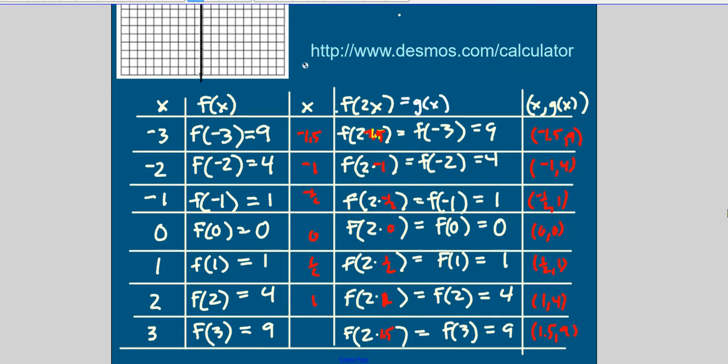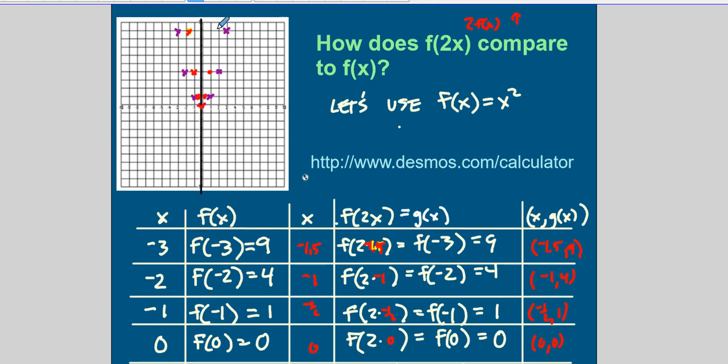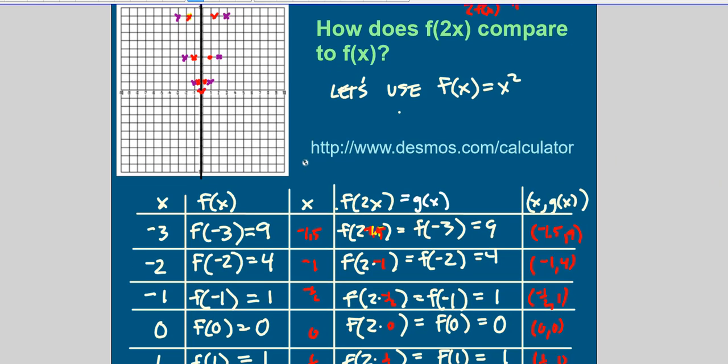So we have narrowed the graph by half. So everything gets pulled in half the distance to the y-axis here. And that's what f of 2x looks like.